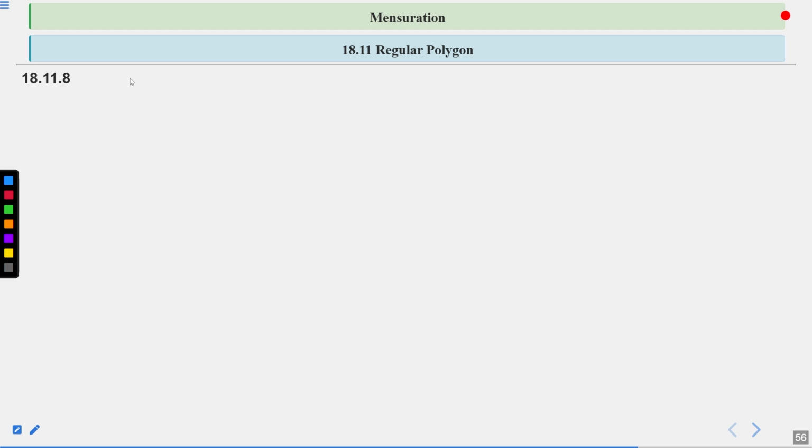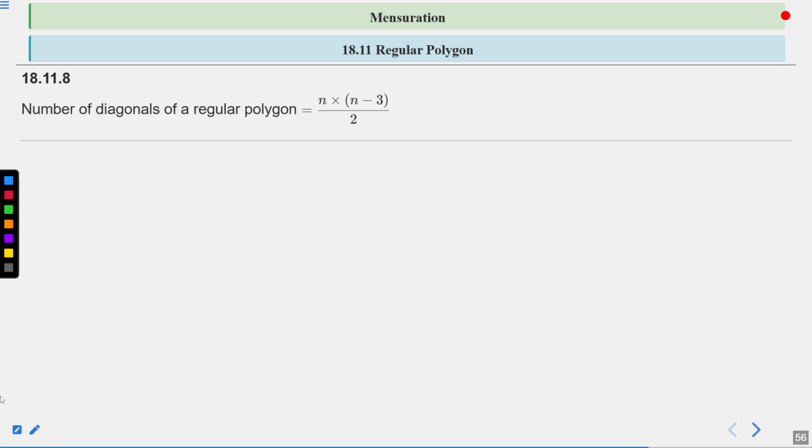In regular polygon, 18.11.8, the number of diagonals of a regular polygon is n into n minus 3 by 2, and n represents the number of sides in a regular polygon.